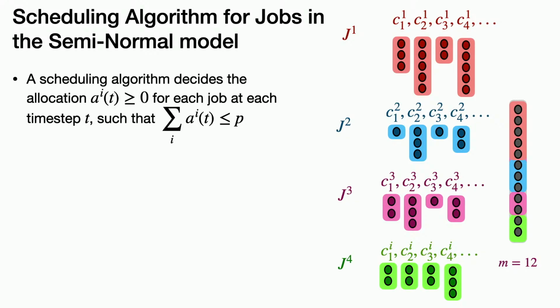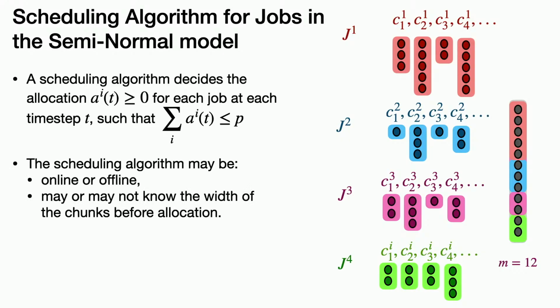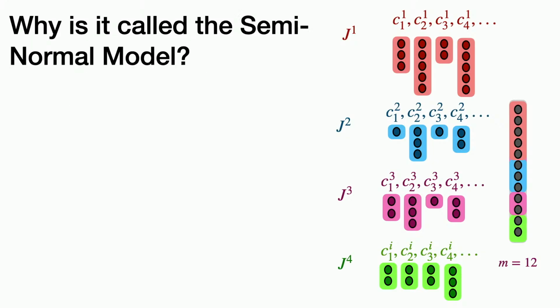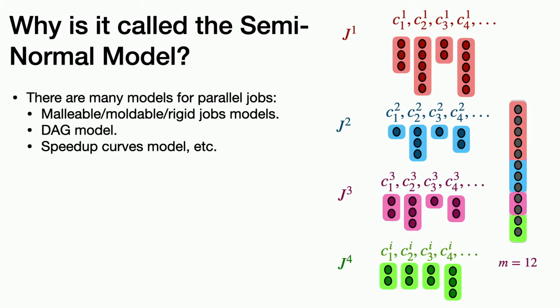And a scheduling algorithm simply has to decide how many processors to give each job on every time step. The scheduling algorithm can be online or offline. It may or may not know the width of the chunks, right? It could be oblivious or not. And it may optimize whatever metric you want, okay? So it's sort of a standard scheduling problem. And now why do I call it the semi-normal model?